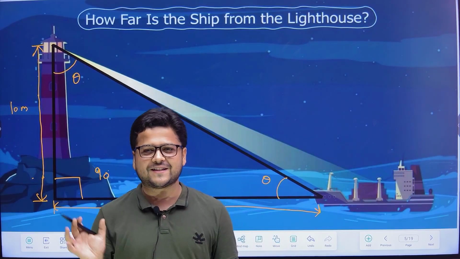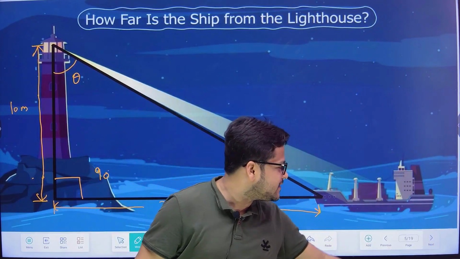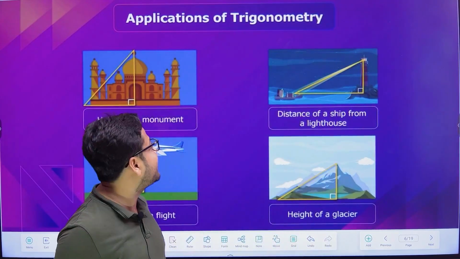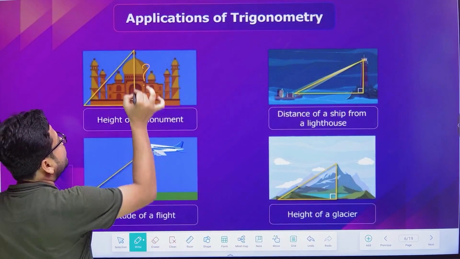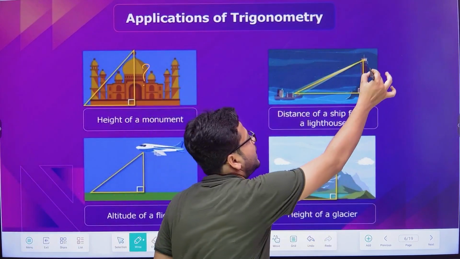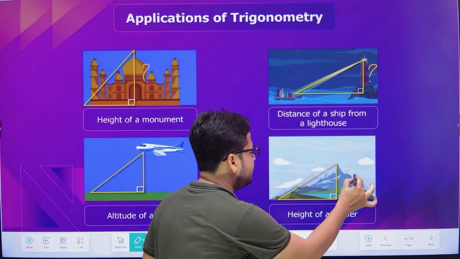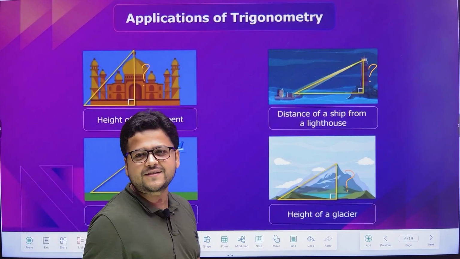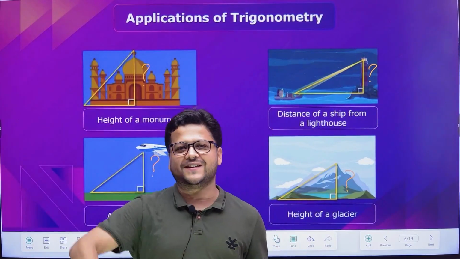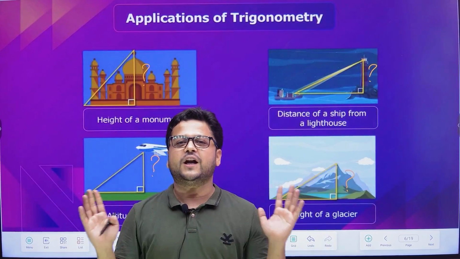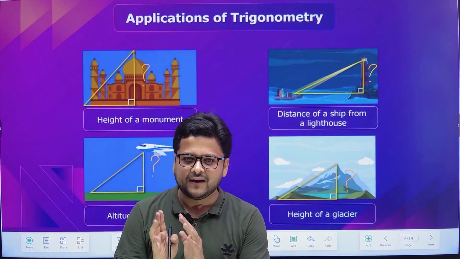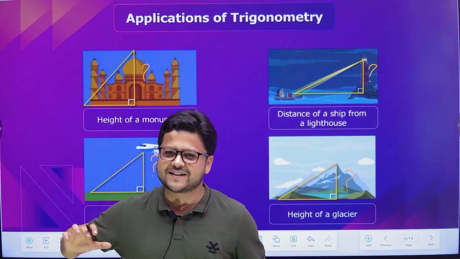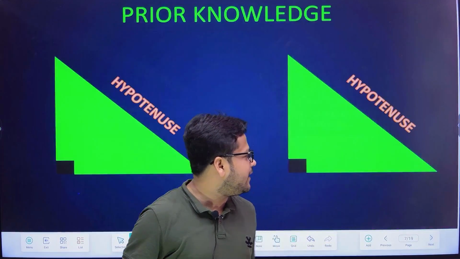But as of now, let's see some more applications, some more uses. Students, some more important uses and applications of trigonometry are here. We can find the height of a monument, we can find the distance of a ship from a lighthouse, as I told, height of a glacier also we can easily find, and we can find the altitude of a flight. So students, there is a vast variety of applications of trigonometry in daily life, real life. All right, I hope you understood this very well. So let's continue the journey of trigonometry now.